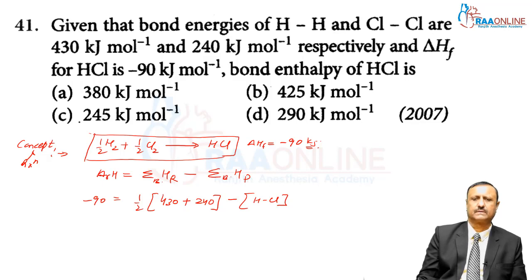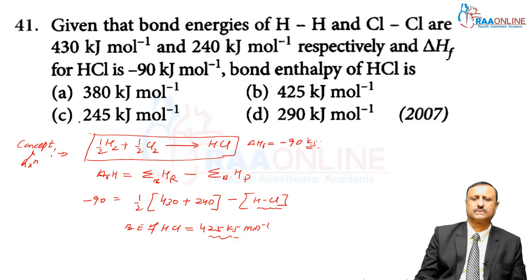So, my dear students, the bond enthalpy of HCl is, when you solve this problem, because you only need to calculate HCl, you get 425 kilojoule per mole. Only calculation is there. You add half of 430 plus 240, and finally you get the HCl bond enthalpy as 425 kilojoule per mole.